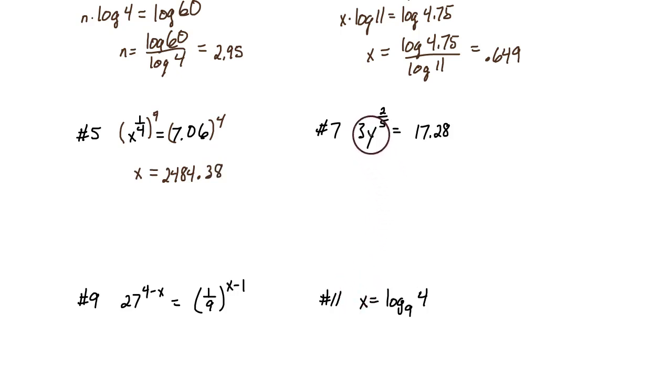Number 7. Again, the variable is not in the exponent. First, let's divide by 3. That gets the y to the 2/5 power alone. And on the right side, 17.28 divided by 3 makes 5.76. Next, let's remove the exponent by raising both sides to a power that is the reciprocal of the exponent. That would be the 5/2 power. This gets the y alone. On the right side, type 5.76 to the 5/2 power. The answer is 79.6.